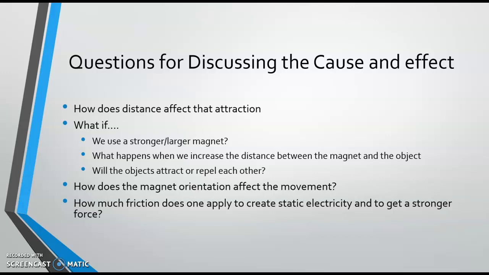How does the magnet orientation affect the movement? Because say you're looking at one end of the magnet and it's attracting, and then you flip it, and then maybe when you have the other end of the magnet, it's going to be repulsing, depending on that north or south pole that you're using on your magnet bar. And with the static, how much friction does one need to apply to create the static electricity? I sat here with my balloon, rubbing my balloon on my hair, or you rub it on the piece of wool.